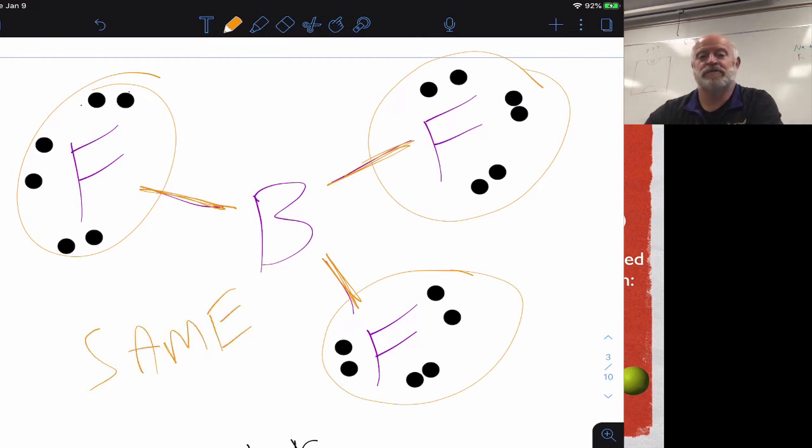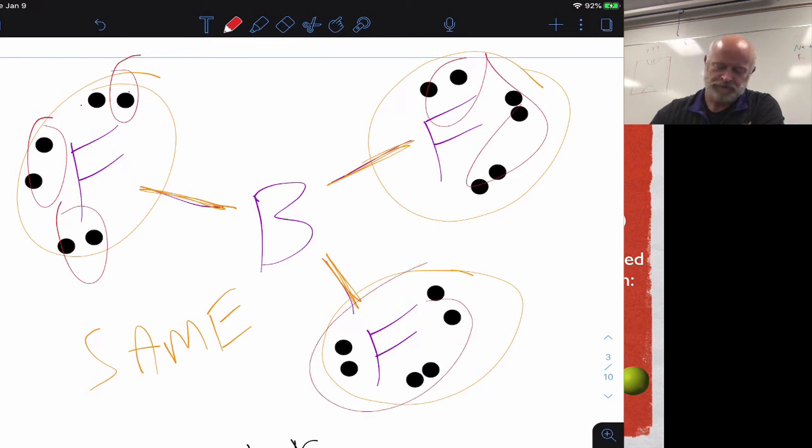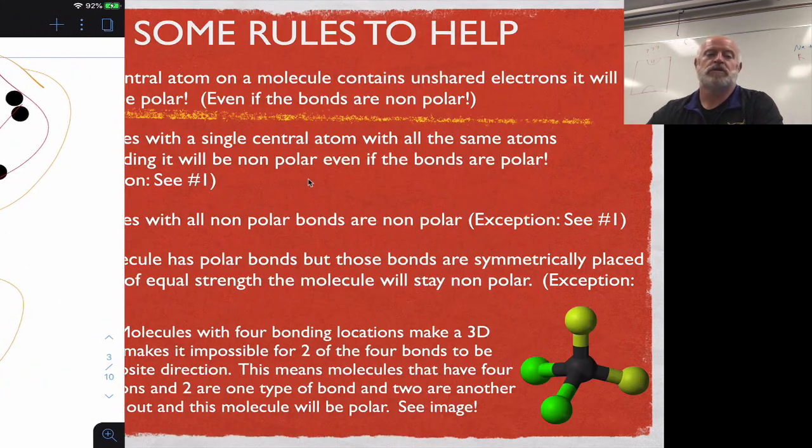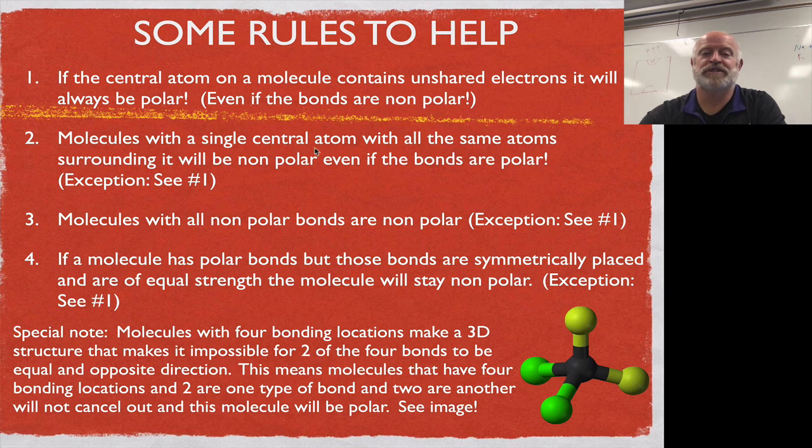With that, we now have symmetry, okay? So even though we have some unshared electrons, here and here and here and all over here, because they're not on the center atom, they don't matter. The outside atoms we don't care about, okay? Because there's no unshared electrons on the center atom, and because everything else is the same here, we have a nonpolar substance, okay? So that's rule number two. Molecules with a single central atom with all the same atoms surrounding it will be nonpolar, even if the bonds are polar. Now, the exception to that is if you have unshared pairs of electrons, go back to number one. Number one trumps number two, you can still be polar, okay?